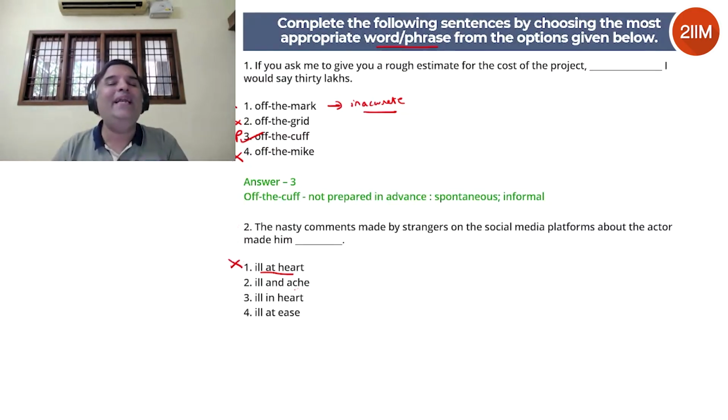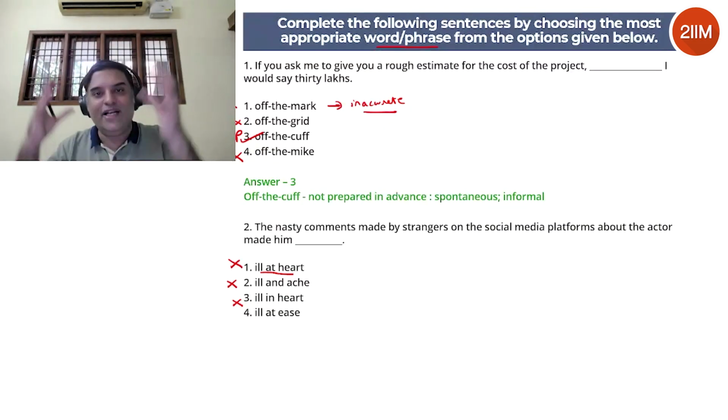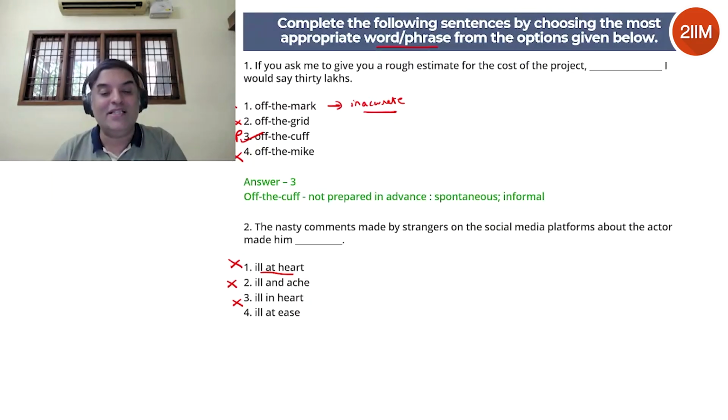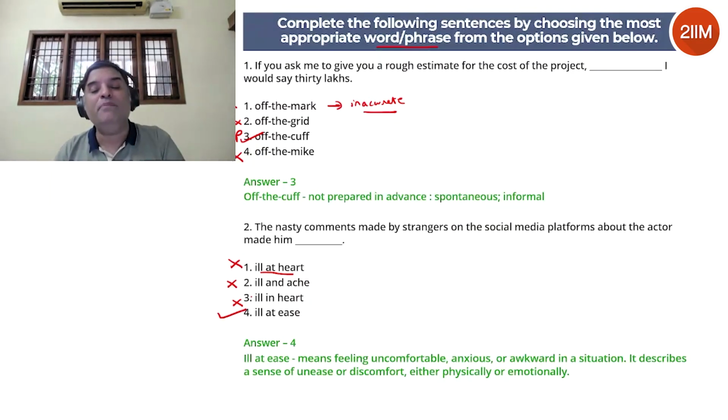You can remove it. Ill and ache doesn't mean anything. Okay, it's an invalid phrase. Ill and heart is also invalid. So 1, 2, and 3 are essentially invalid phrases in English. Okay, ill at ease is the only valid phrase, and it fits here. Ill at ease basically means uncomfortable, unsettled. So the guess that we made actually matches ill at ease, and that's the right answer. Okay, so it means uncomfortable, anxious, awkward, a sense of unease or discomfort. It can be either physical or emotional.